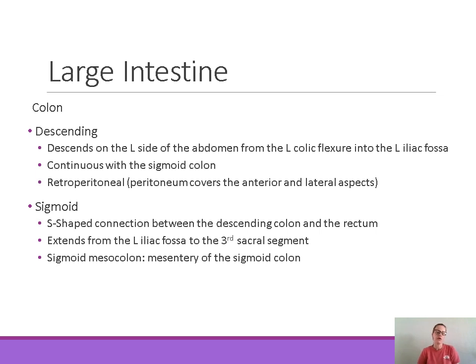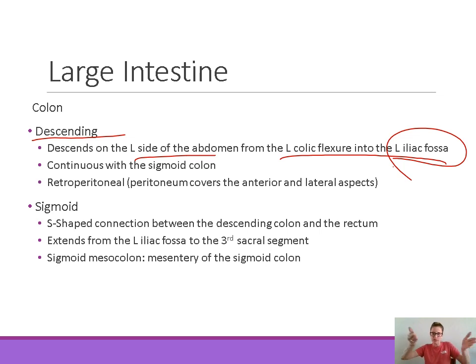Continuing on with our colon, at the splenic flexure, or the left colic flexure, our transverse colon flexes posteriorly and inferiorly and becomes the descending colon. The descending colon descends on the left side of the abdomen from the left colic flexure all the way down the posterior abdomen into the left iliac fossa, which remember is just a little curvature inside the ilium of the pelvis, or inside the left hip. The descending colon is then continuous with the sigmoid colon, which we'll talk about next.